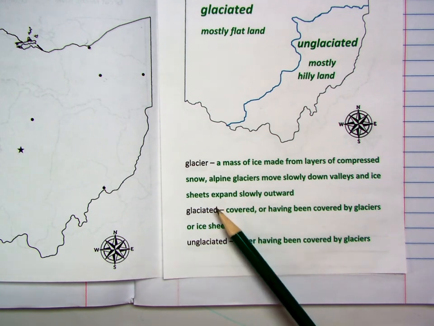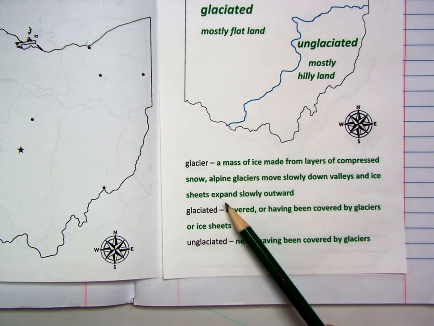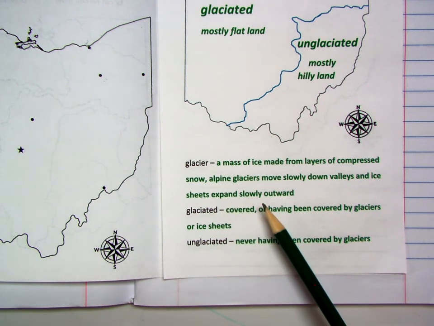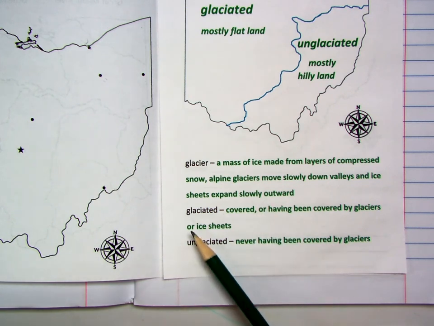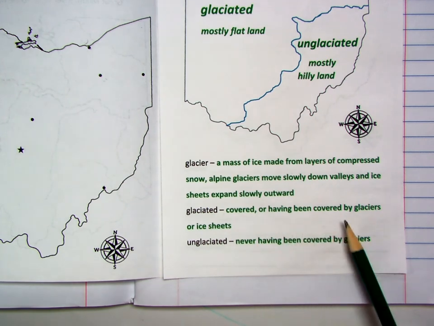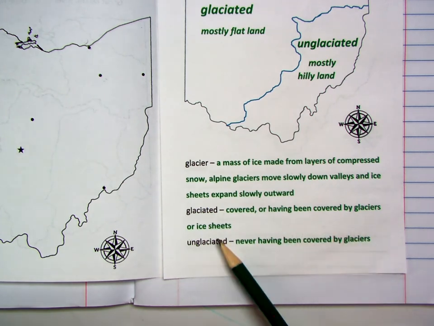Ice sheets are not moving downhill. Antarctica is covered with an ice sheet, and it expands slowly outward rather than moving downhill because it's just a big sheet of ice over the entire continent. The definition for glaciated is covered or having been covered by glaciers or ice sheets.